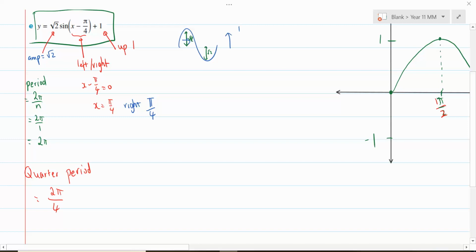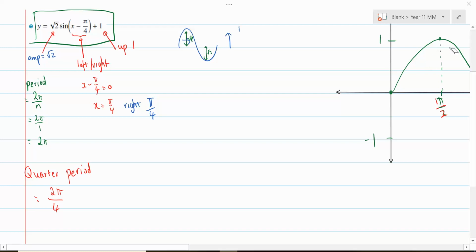We're going to use this quarter period to help us sketch this graph. We're going to use the up and left and right to figure out where the starting point is, which is what Steph said. If you know where the starting point is, and you know how far the quarter cycle is, you can predict what the graph looks like. And I'll show you. Okay, so here we go.